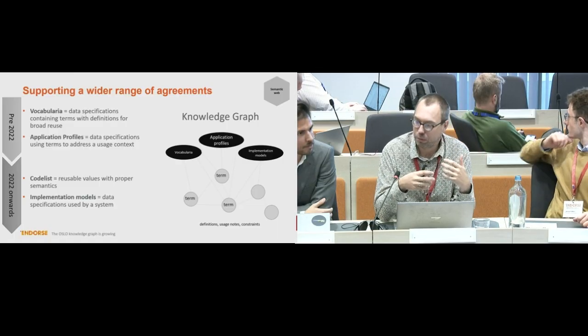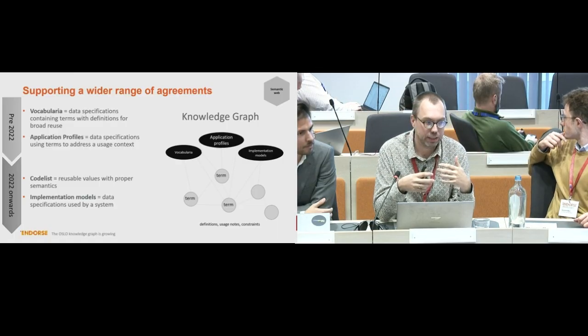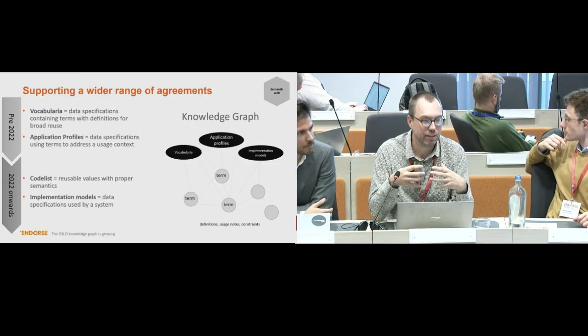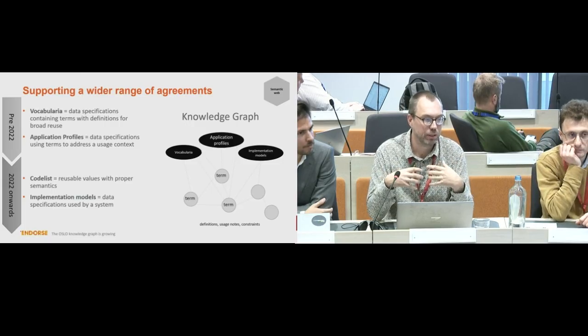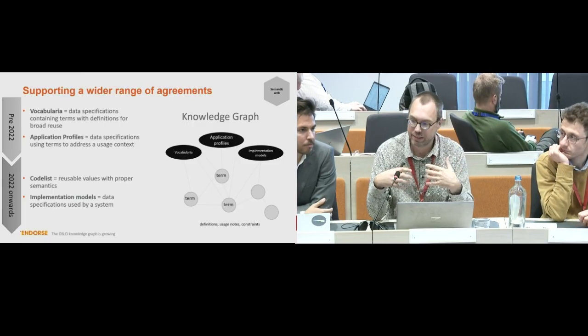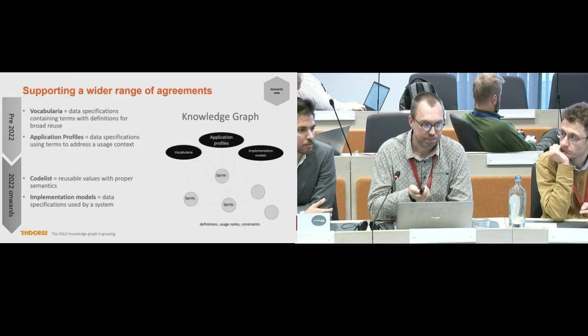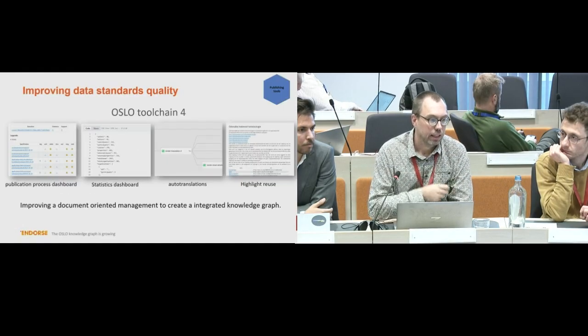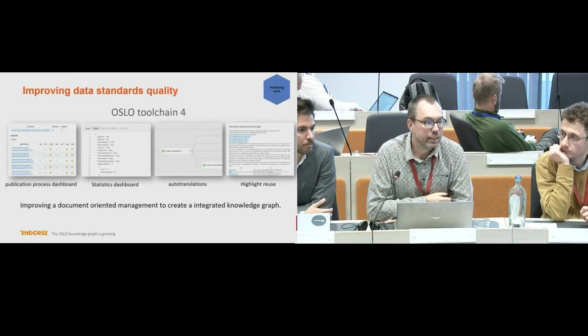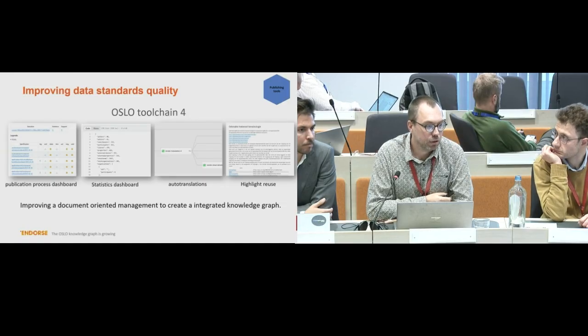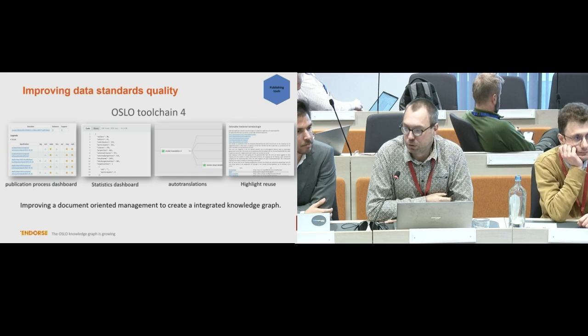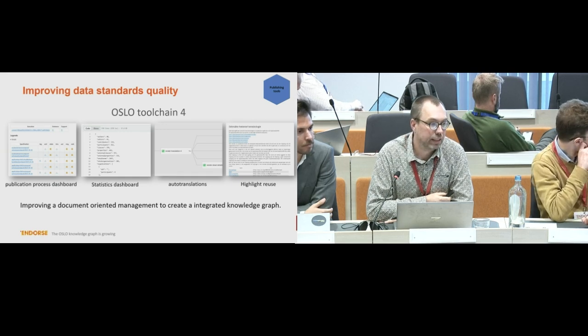And how we deal with that, and how we can support upon that, and how we create a wider range of agreements so that the trust in all these standards is becoming bigger and bigger. For that, we need publishing tools as well. Just a quick point on that is that we are on the 4th version of our toolchain.